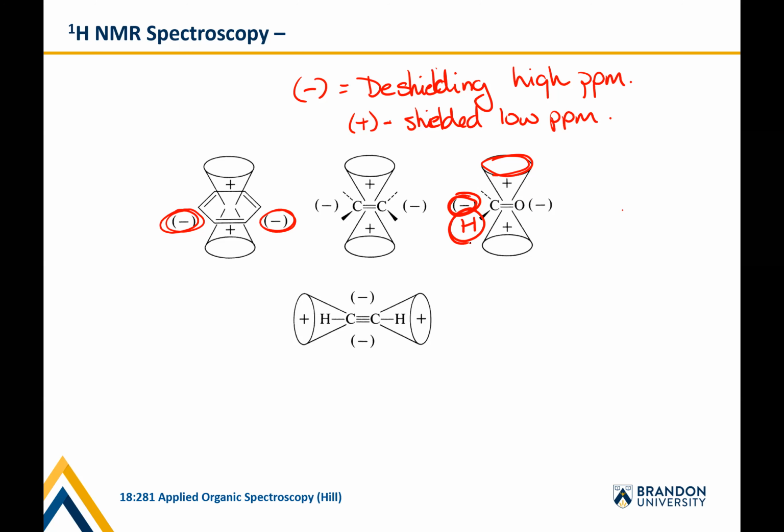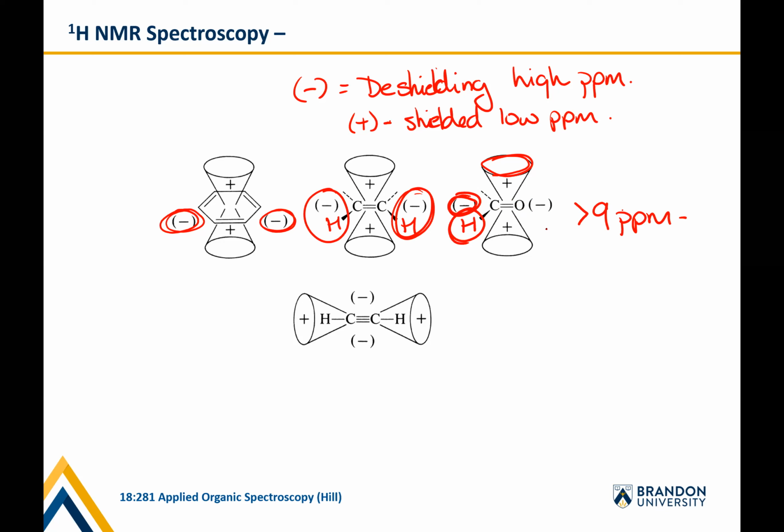Same thing with double bonds, they're in the de-shielded zone. Now the difference between an aldehyde and a double bond is that there are also electronegativity differences which are further de-shielding it. So that's why this is greater than 9 ppm.